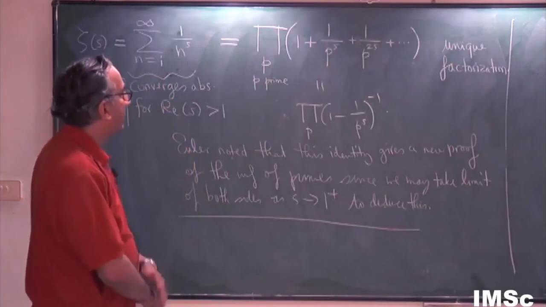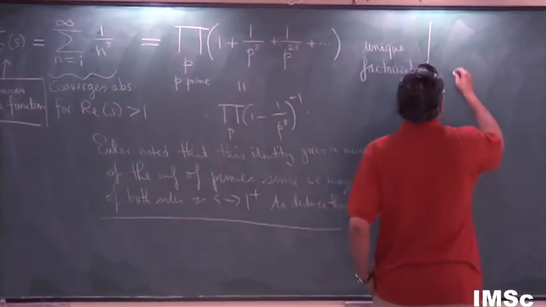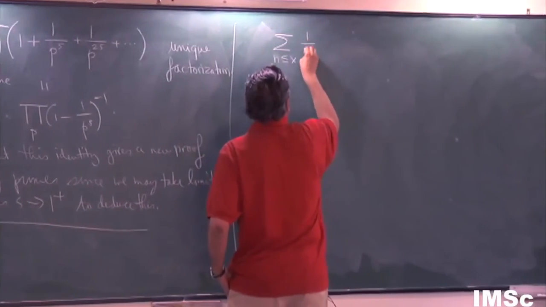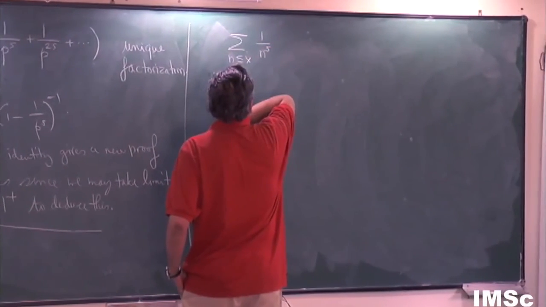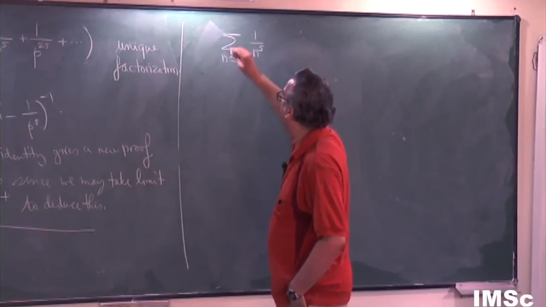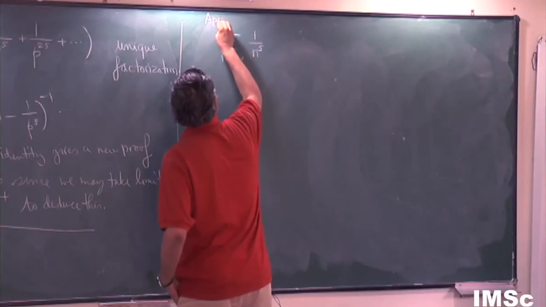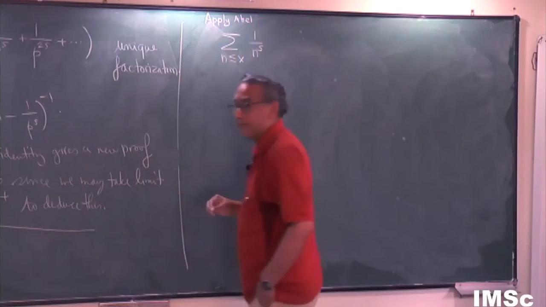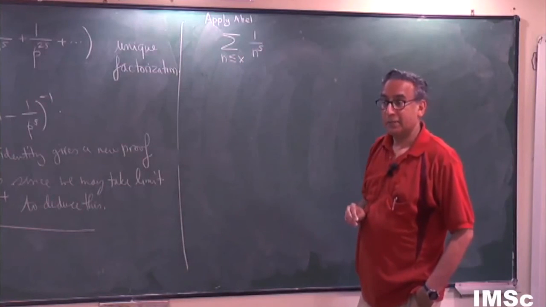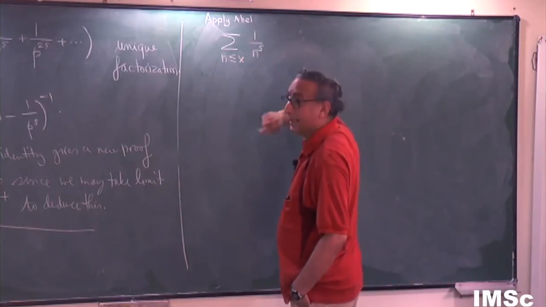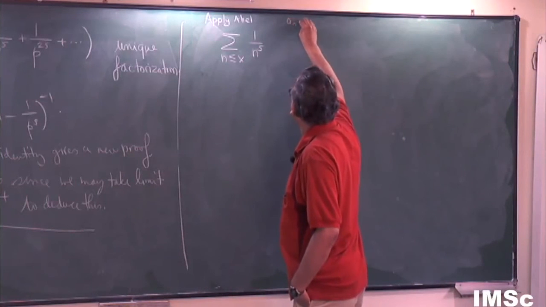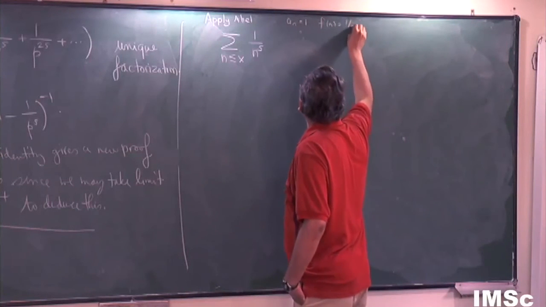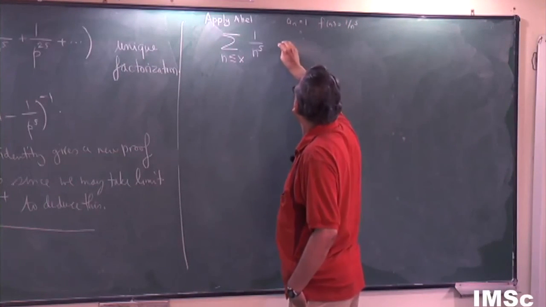If I was not interested in this infinite sum, supposing I was only looking at n less than x, 1 over n to the s. Okay, so I'm going to apply Abel summation to this series. So what does Abel say? Well, what is your a_n? a_n is going to be 1. And f(n) is going to be 1 over n to the s.